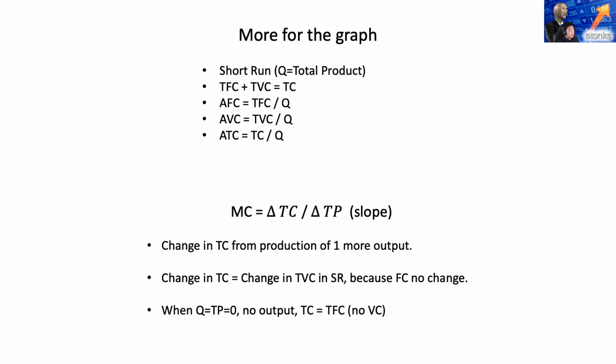And we have our equations again, just to review. So fixed cost plus variable cost equals total cost. And then average fixed cost is total fixed cost over quantity. So when it comes to average in economics, we usually divide by quantity. And the marginal cost is just a delta sign. It's the change in total cost from the production of one more unit.